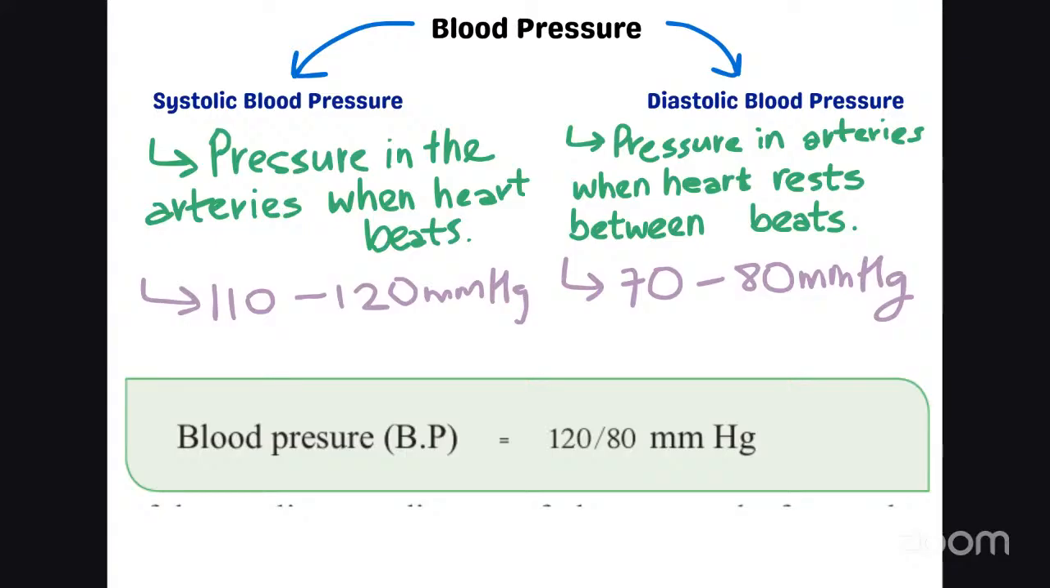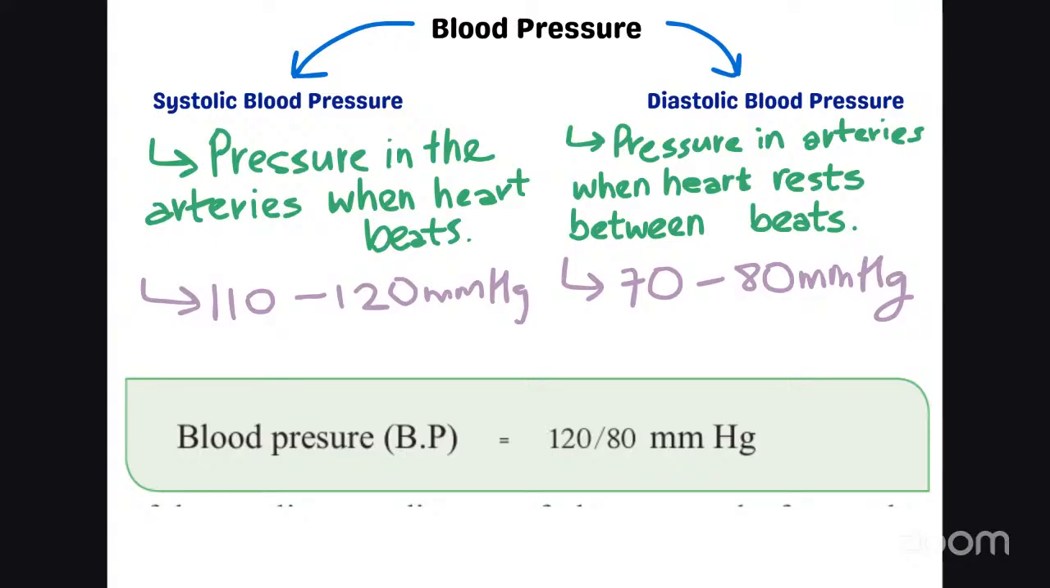Now, I have just given it for you all to remember easily. Okay, so systolic pressure is always high. So remember like this: pressure in the arteries when the heart beats. That is the pressure in the artery when the heart is going to be pumping the blood basically. So it's high. It's usually from 110 to 120.